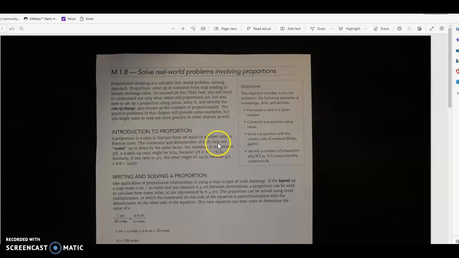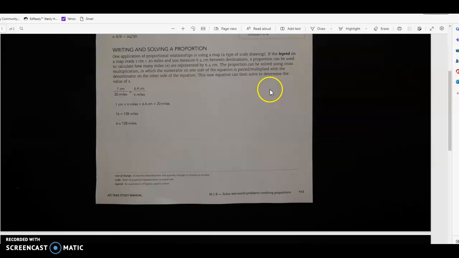The numerator and denominator of each ratio are scaled up or down by the same factor. So in this example, we started out with the fraction 3/8. We scaled it up to 9/24. So basically what we did was we took 3 times 3 and got 9, and 8 times 3 and got 24. So our scale is basically scaled up by 3. In this example, one is 4/5 and the other one is 24/30, because 4/5 times 6/6, or 4 times 6 is 24, and 6 times 5 is 30, our scale would be 6 in this example.